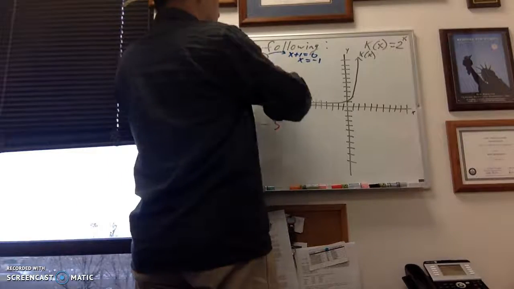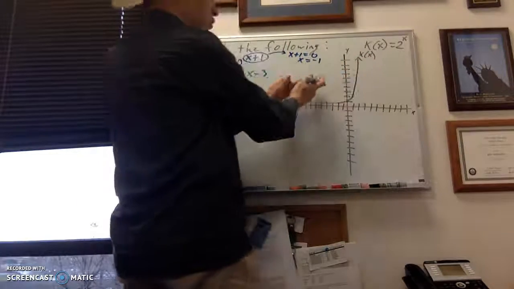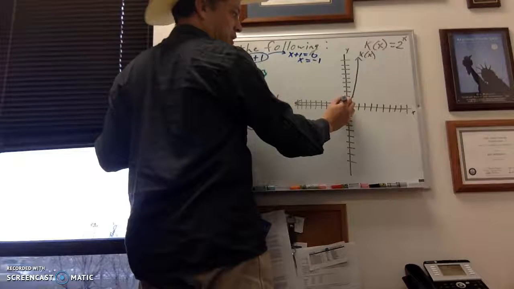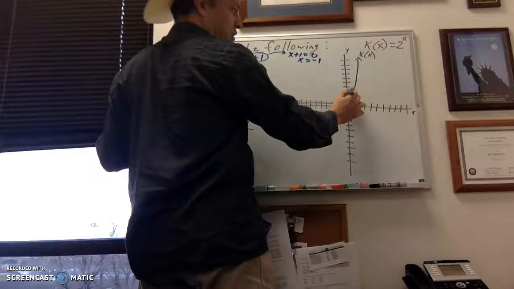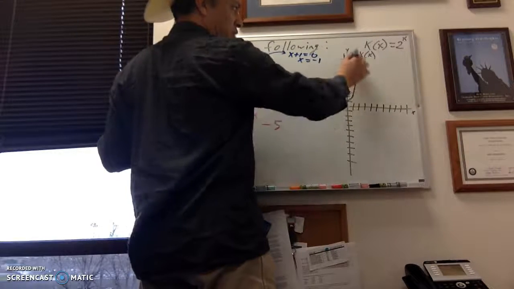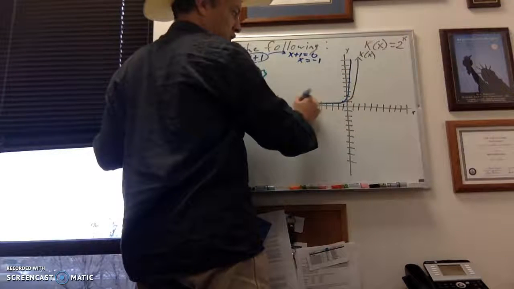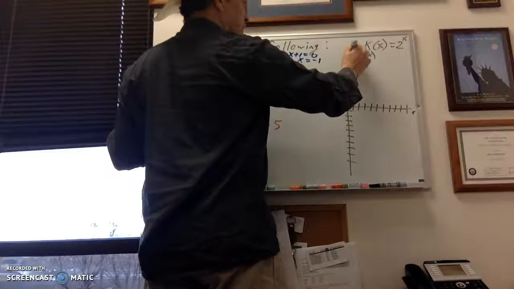Alright, so if it's x plus 1, that means this black graph here, this curve, is going to shift 1 unit to the left. So this point at (0, 1) is going to be at (-1, 1). This point at (1, 2) is going to be over here at (0, 2). And there's your curve. See how it's shifted to the left a little bit? And I'm going to call that f of x.